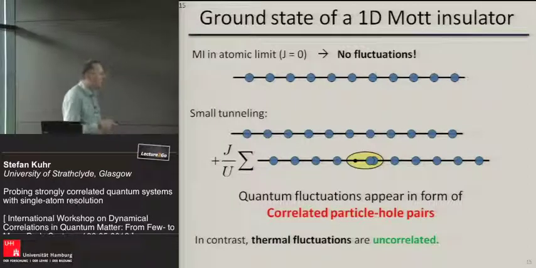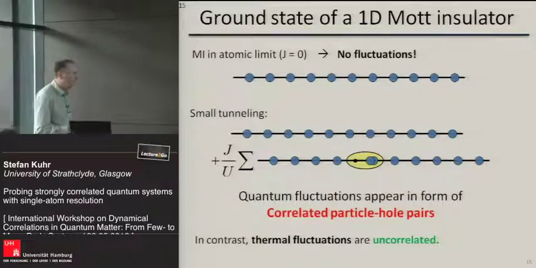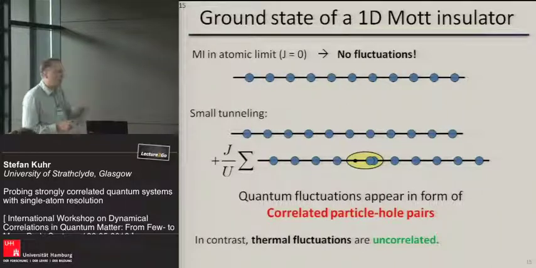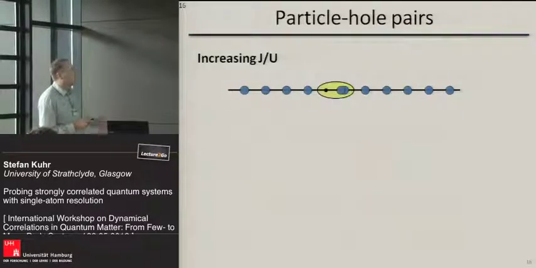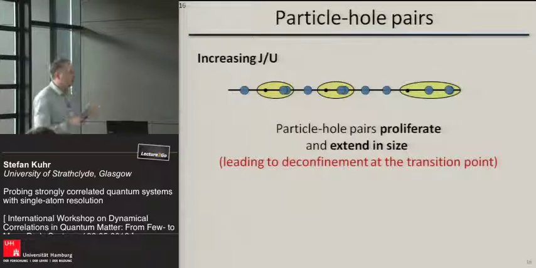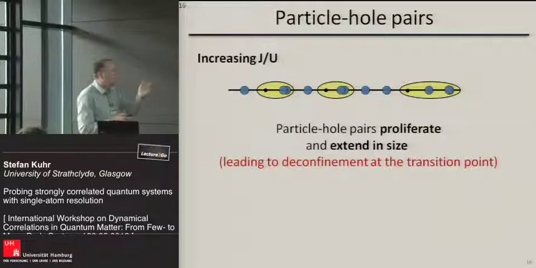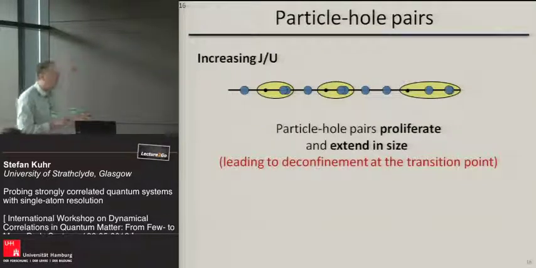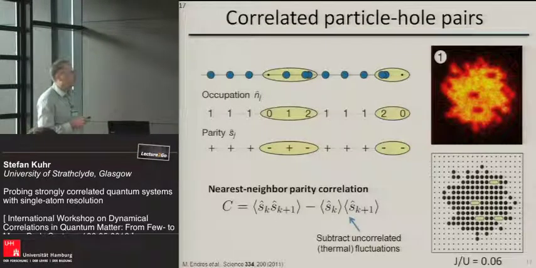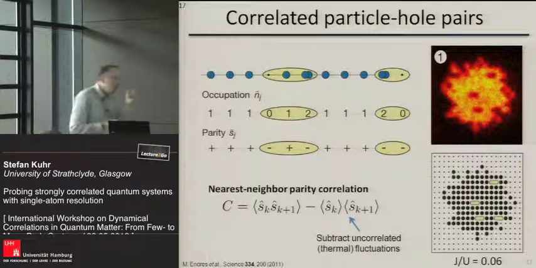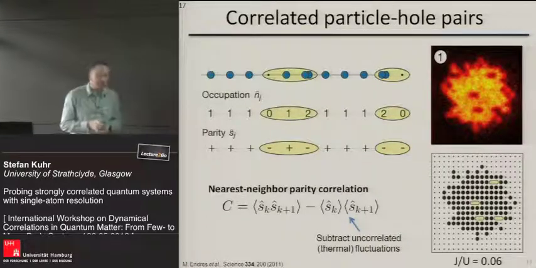And in contrast to these quantum fluctuations, there are thermal fluctuations, which, however, are spatially uncorrelated. And when we increase the tunneling, more and more of these particle-hole pairs proliferate, and they eventually extend in size, and they lead to a deconfinement of these pairs at the transition from a Mott insulator to a superfluid. And the question is, can we directly see these quantum fluctuations? I should also say these quantum fluctuations are really fundamental. So they would also appear at zero temperature.